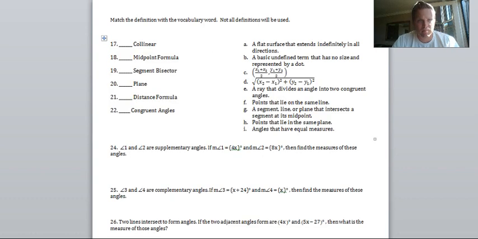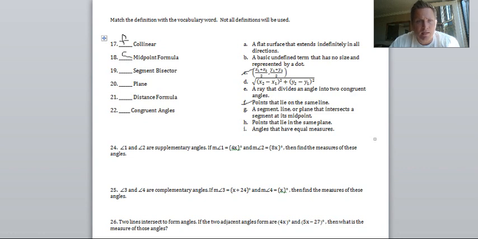Alright, here we go. Matching. Easy, right? Collinear. Points that lie on the same line. So that would be F. Midpoint formula is C. Now we have it here. There's that one. So we have C, we have F.